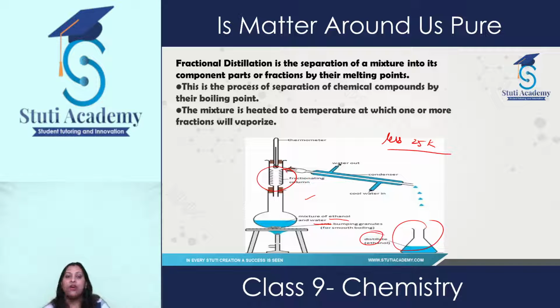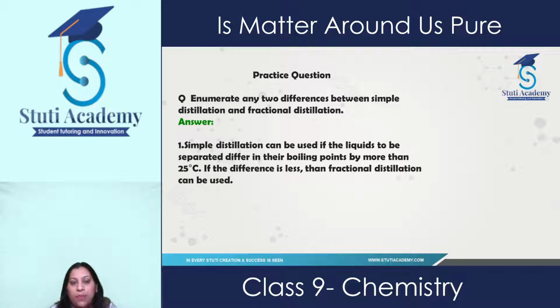And apart from this example, petroleum distillation is also there. In that case also we are using fractional distillation method if we want to separate components which are present in petroleum. Petroleum or crude oil is also known as black gold, which is a mixture of n number of products which we use in different areas.